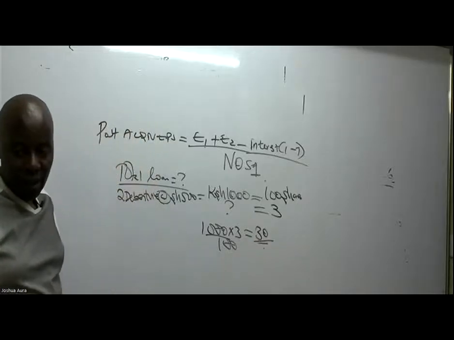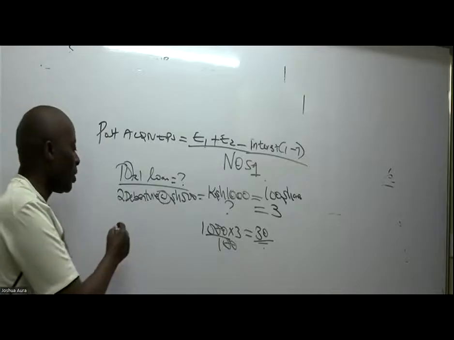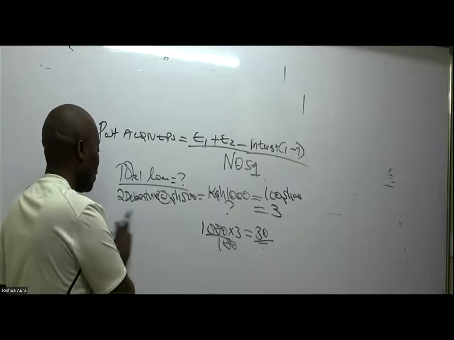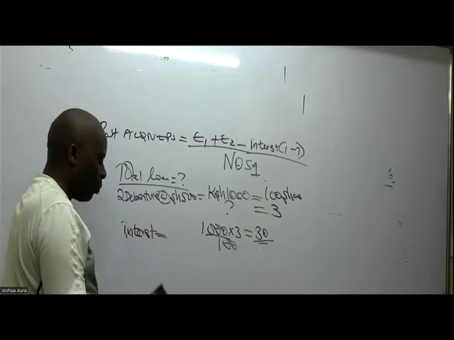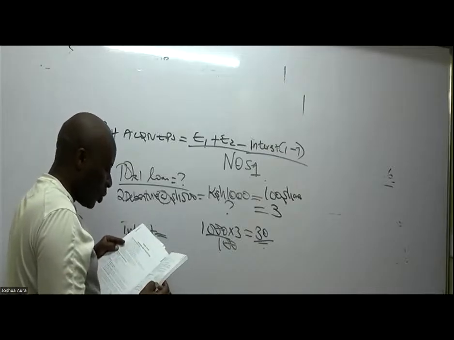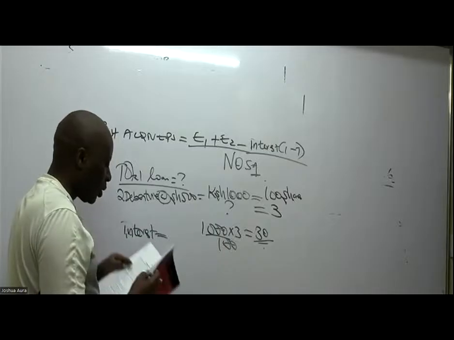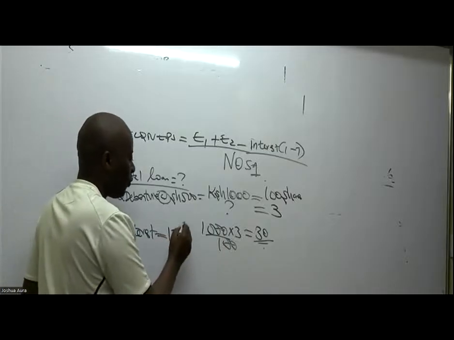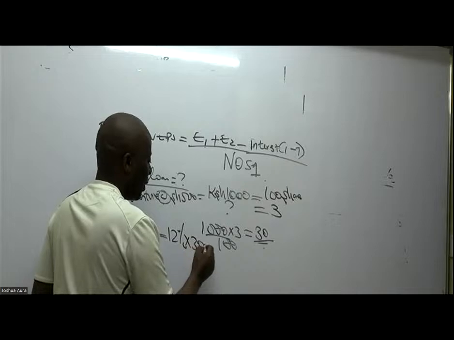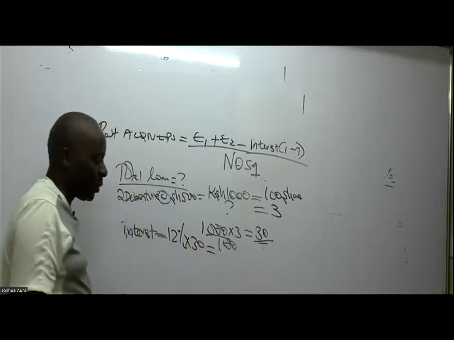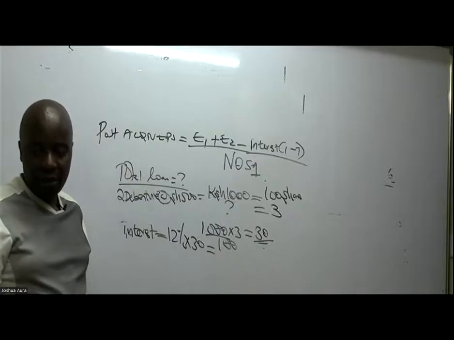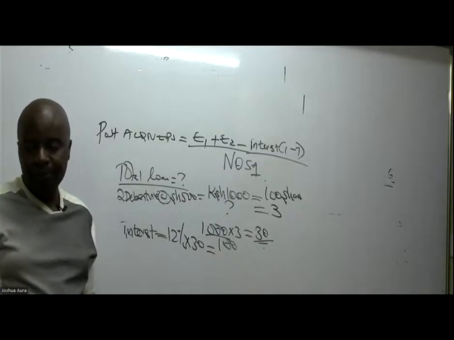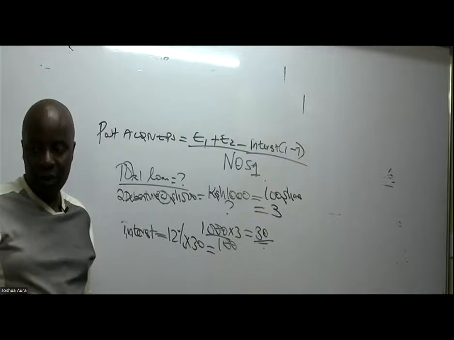Once I have the total debt, I need to calculate the interest payable. Fortunately, they have given us the coupon rate of 12%. So we have here 12% of 30, which gives you how much? What is 12% of 30? Please give me the answer.